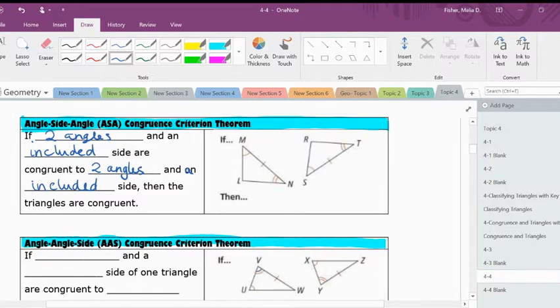Take a moment and remember what included means. It means that it is between. So we have a side that is between two angles and a side that is between two angles. So we can say that triangle LMN is congruent to triangle RST. So that is the angle-side-angle congruence criterion theorem.